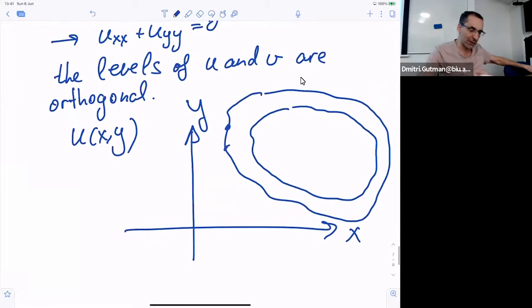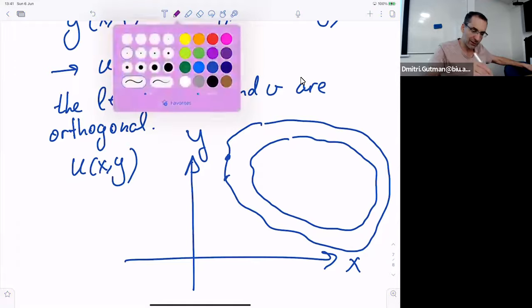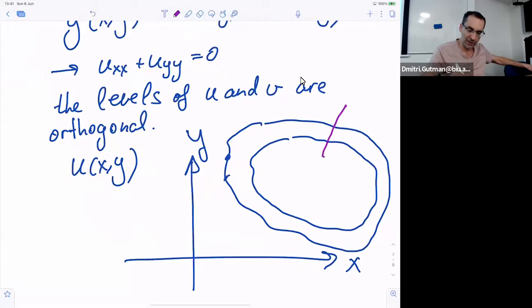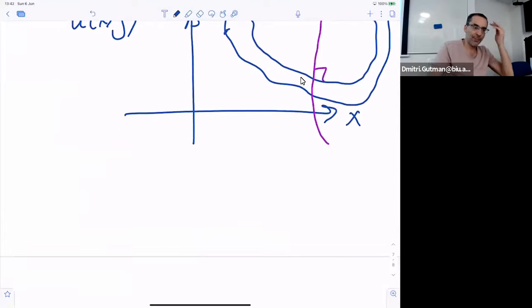And there was a statement that if you draw on the plane X and Y the level line for the function U and the level line for the function V, these level lines, when they cross, always cross orthogonally. They always cross at 90 degrees. Now we showed this relation using Cauchy-Riemann equations. So this is something that we already know, but now let me use this opportunity to repeat this statement and connect it to the idea of conformal invariance and the idea of conformal maps.